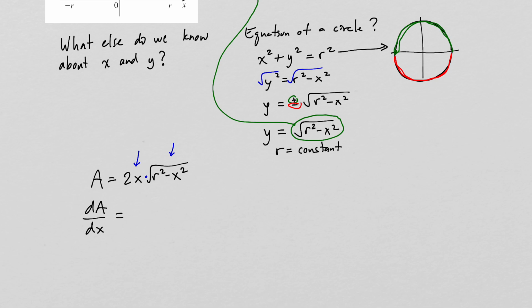So the product rule says we are going to take the first function 2x and multiply by the derivative of the second function. So let's remind ourselves that this is the same as r squared minus x squared to the 1/2 power. And so the derivative is going to be 1/2 r squared minus x squared to the negative 1/2 times the derivative of the inside. Now be careful here. The derivative of r squared is 0 because r is a constant. The derivative of negative x squared is negative 2x. So let's go ahead and fill all that in here.